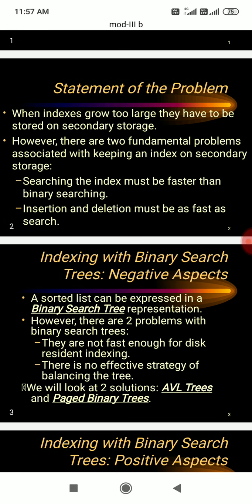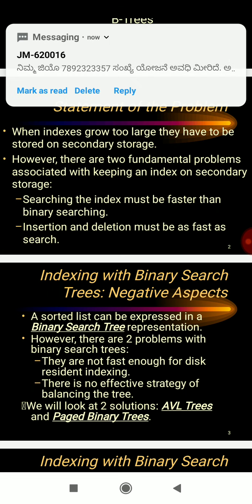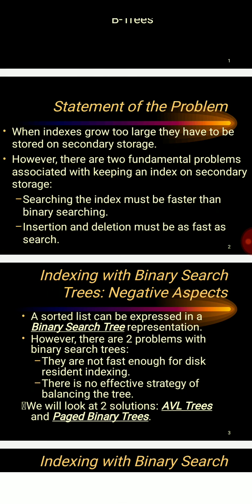As you already know, if the index file size is small, we store it in the primary memory, whereas if the size becomes large, it should be stored in the secondary storage. If we store it in the secondary storage, we encounter two major problems. One is that searching should be faster, and the next one is that insertion and deletion must be faster. So how to tackle this problem?